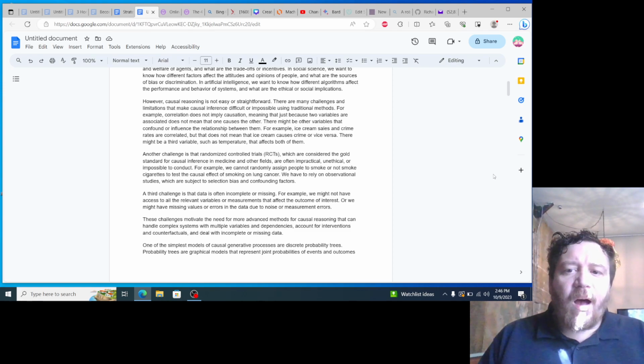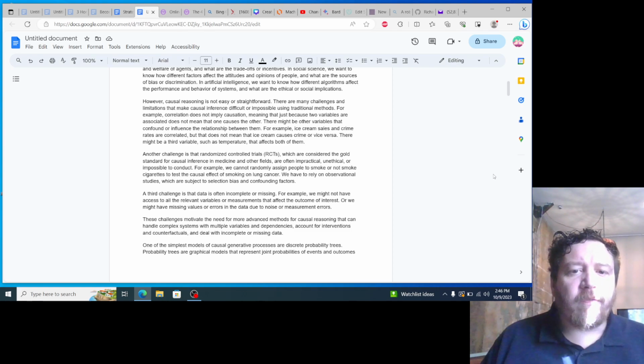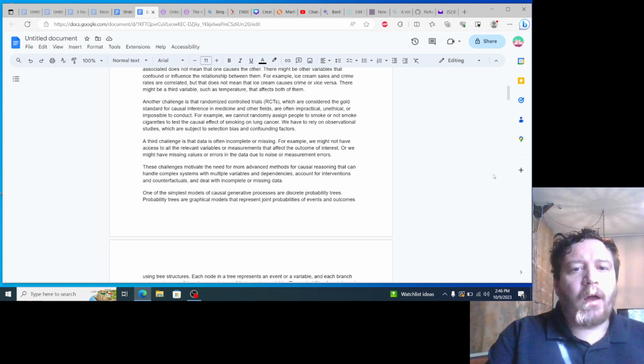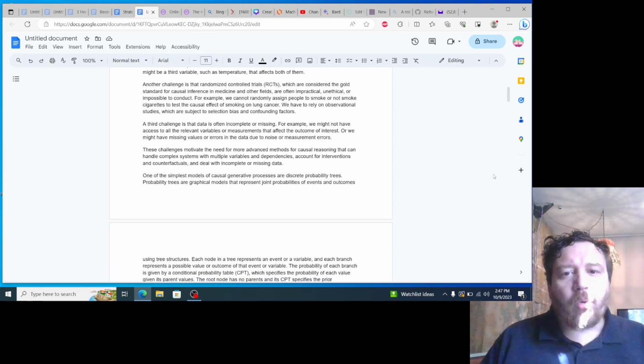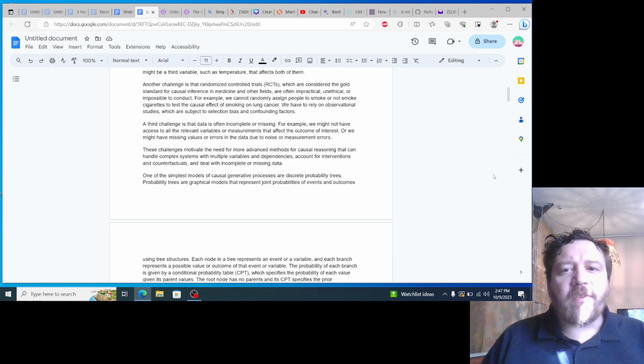For example, ice cream sales and crime rates are correlated, but that doesn't mean that ice cream sales cause crime or vice versa. There might be a third variable, such as temperature, that affects both of them. Another challenge is that randomized controlled trials, or RCTs, which are considered the gold standard for causal inference in medicine and other fields, are often impractical, unethical, or impossible to conduct.